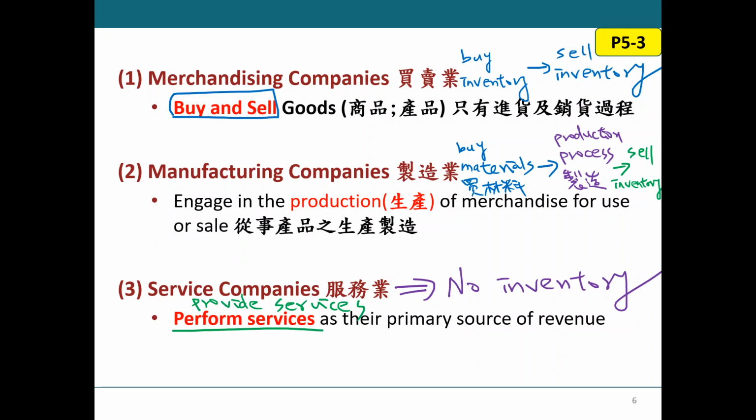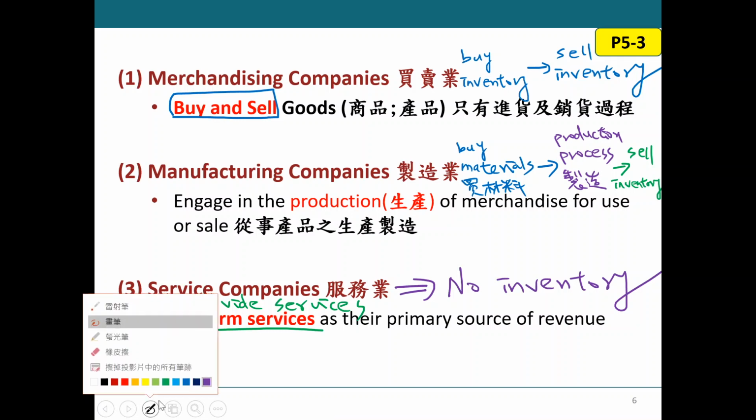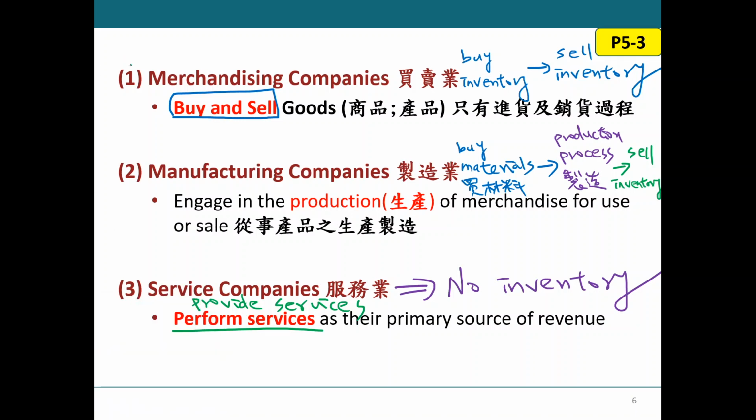So for these three kinds of companies, we focus on the first one, merchandising company, 买卖业, because did you find out the process is more simple than the second one, manufacturing company, 制造业. So right now we only focus on the simple one to talk about inventory. So chapter 5 and 6, we focus on merchandising company only because it's more simple comparing to the second one.